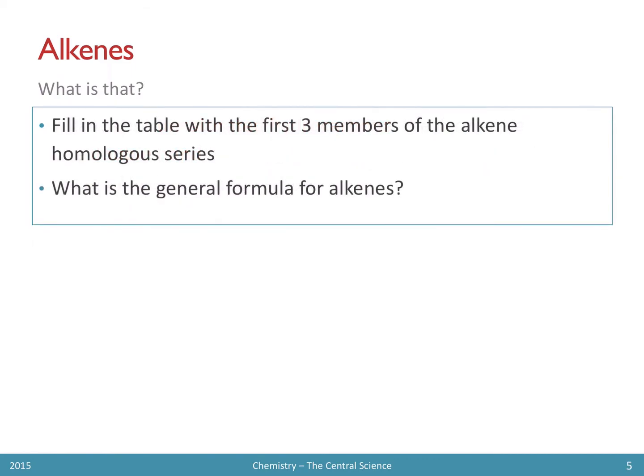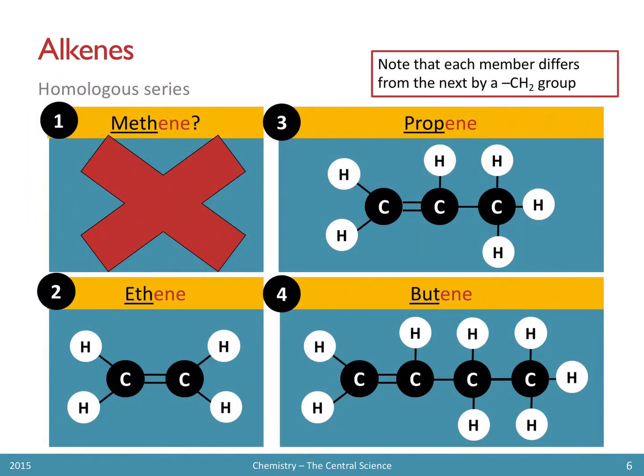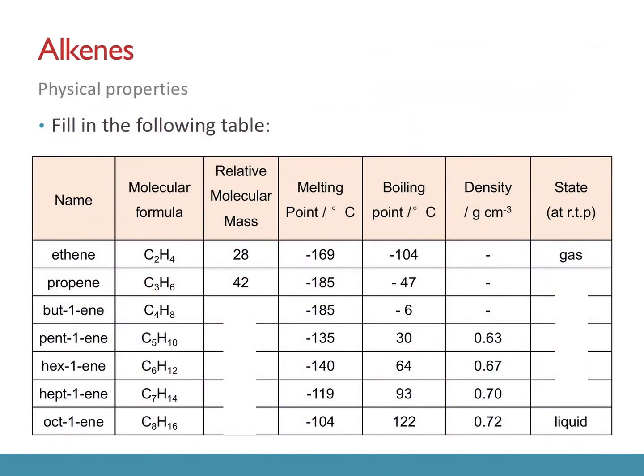Can you try filling in the table with the first three members of the alkene homologous series, and just based on the series that you've written, what do you think is the general formula for alkenes? Try and derive CnH something yourself. Here are the first three members of the alkenes: ethene, propene, then butene. Note that there's no methane because for there to be a C=C double bond, we need at least two carbons. So you can fill in this table.